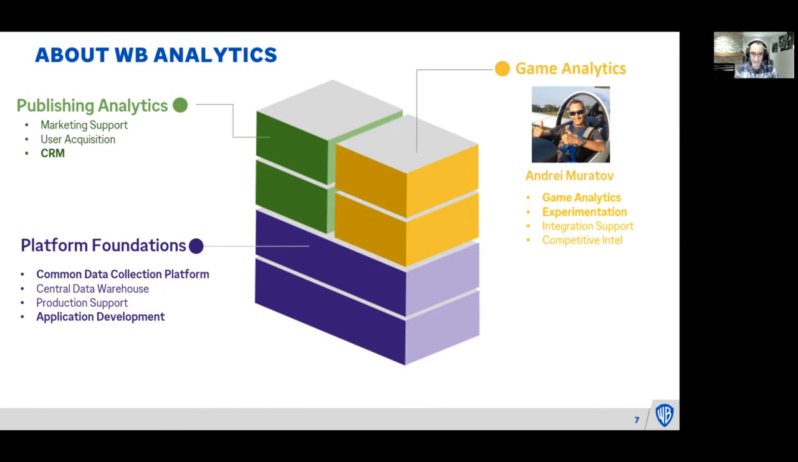There's also publishing analytics. This includes analytics support for publishing activities like marketing, user acquisition, and in there is CRM. Now, CRM is an interesting opportunity for us because we can reach out to folks, to live players. We can run surveys. We can look for ways to explain what we're seeing in the data, or vice versa, collect new data to get better insight into what our players are doing.